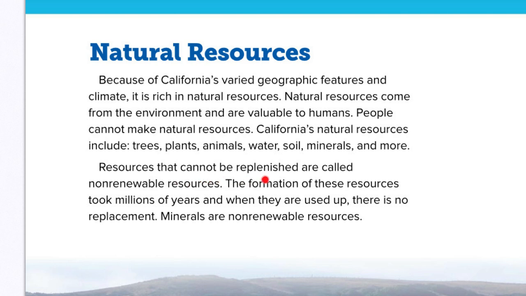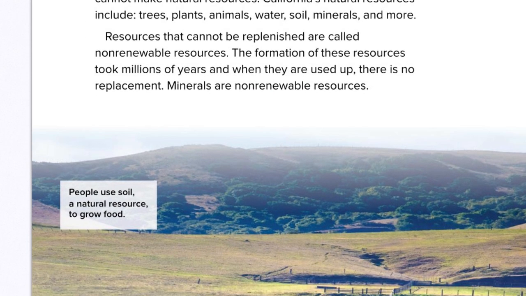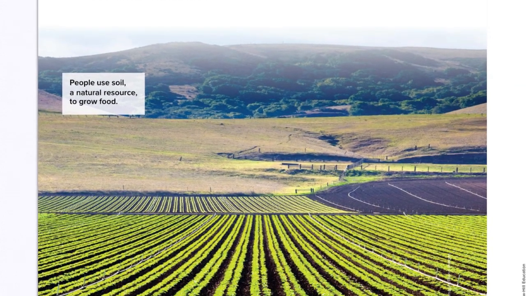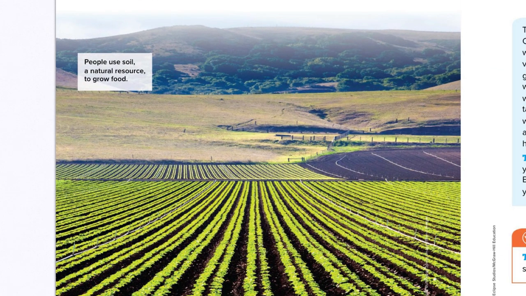Resources that cannot be replenished are called non-renewable resources. The formation of these resources took millions of years, and when they are used up, there is no replacement. Minerals are non-renewable resources. And here we have a photograph, and it says in the caption, people use soil, a natural resource, to grow food. And it looks like we have a large agricultural area in this photograph.